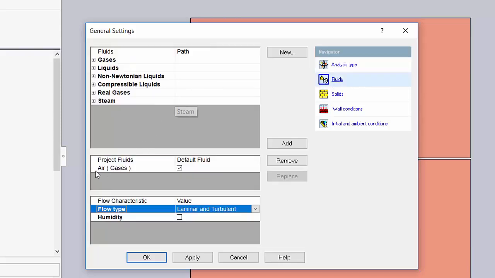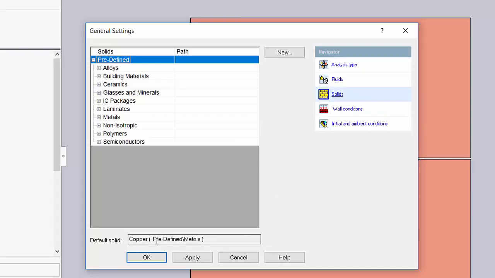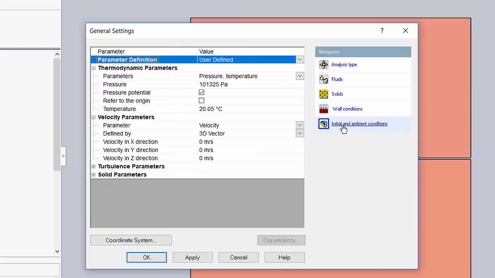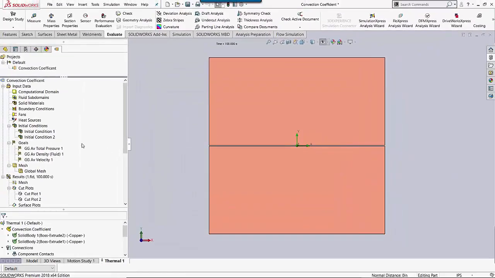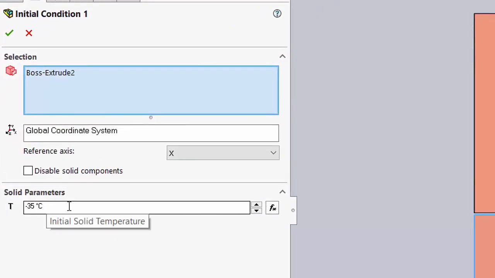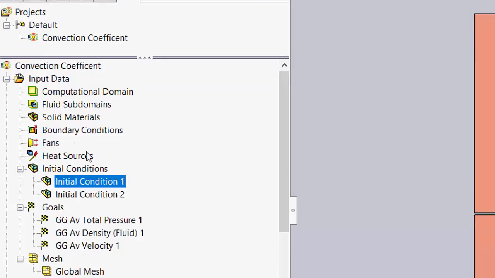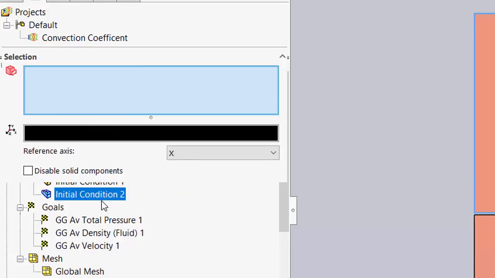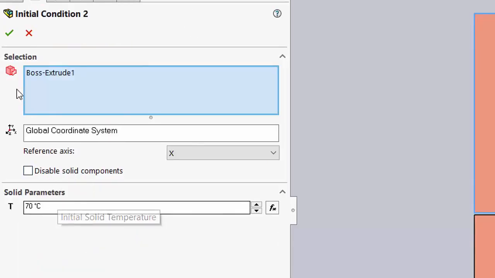My fluids I've got set to air. My solids, I have set that to copper. Both bricks are copper, so the exact same setup as my thermal study. And I've got room temperature just like in my thermal study. My initial conditions are the exact same again as my thermal. Bottom brick is negative 35 degrees Celsius initial condition. Top brick is 70 degrees Celsius initial condition.